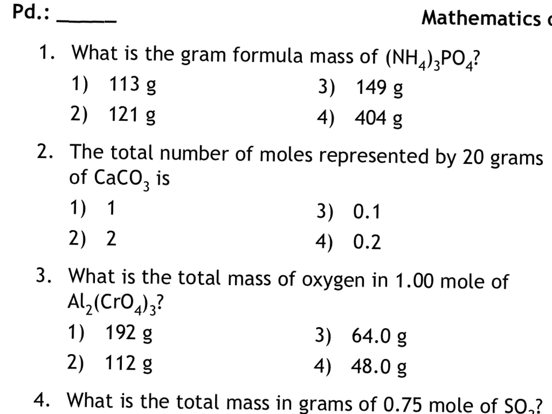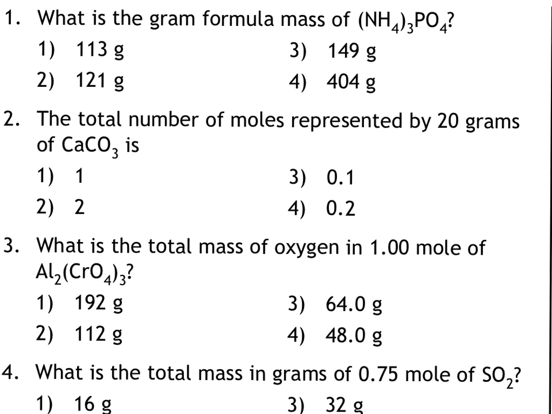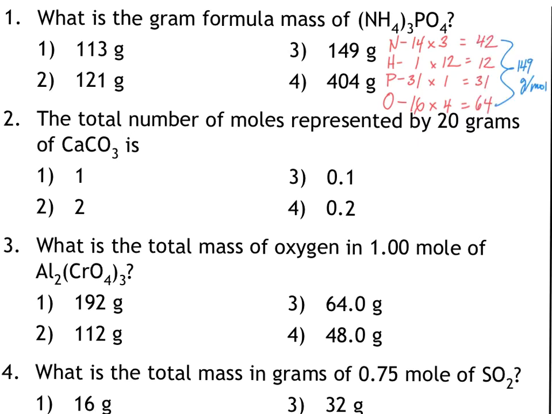Alright, so what's the gram formula mass of ammonium phosphate? We can just start that out with a pretty simple inventory with masses and quantities. So these are the masses of the selected elements. I'm going to add quantities now. So I did that and I'm multiplying it by their quantities to get the contributions. And finally I'm going to sum them all. And I got 149 grams per mole, which is why I'm going to select choice 3 as my answer.